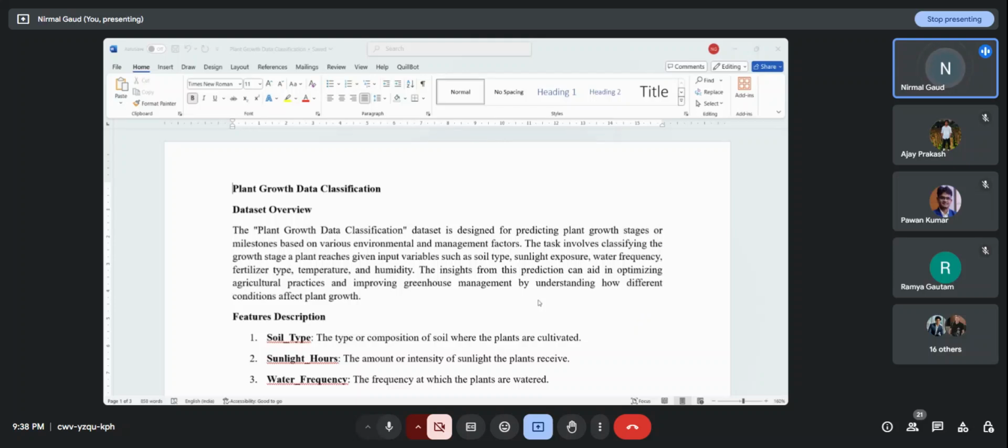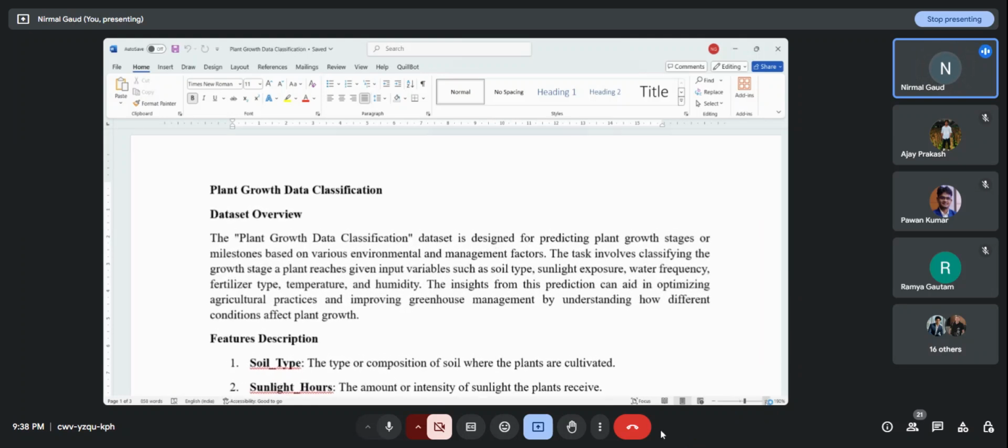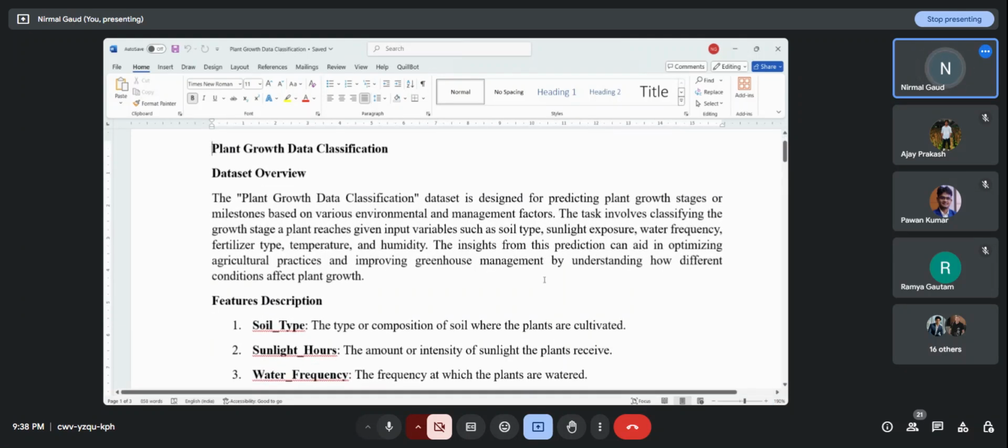Good evening, everyone. We are on project number 4, day 1. Our topic for project number 4 is plant growth. And what we are going to do here is the classification for the plant growth data.